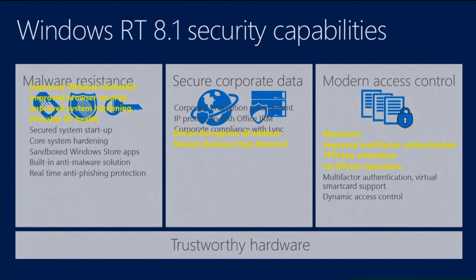We support the remote business data removal, the remote wipe capabilities that we talked about. We've added support for biometrics, so you can use the new style fingerprint readers to do logins into the system. We've provided more support for multi-factor authentication. We can do TPM verification. We can do certificate reputation checks. So all of the same security capabilities that we have in 8 will also be present in Windows RT 8.1.